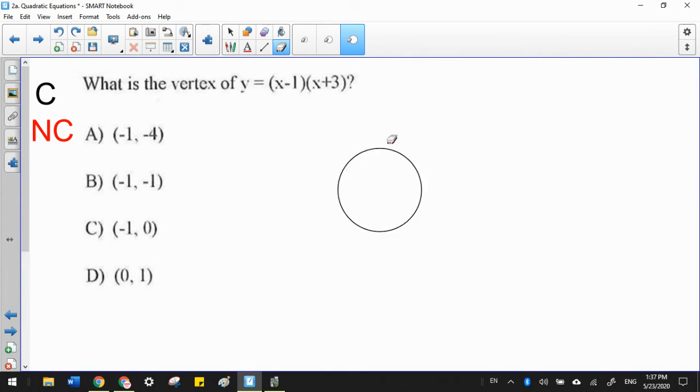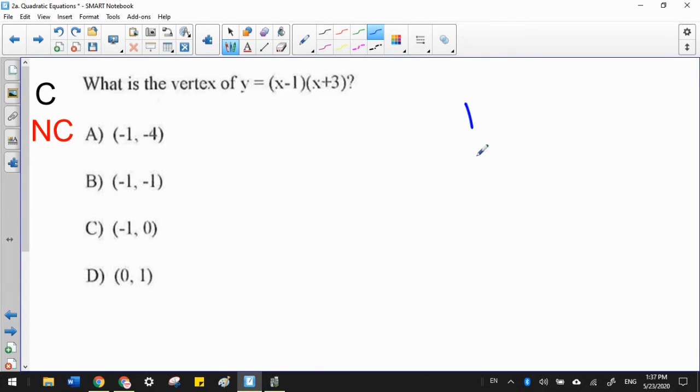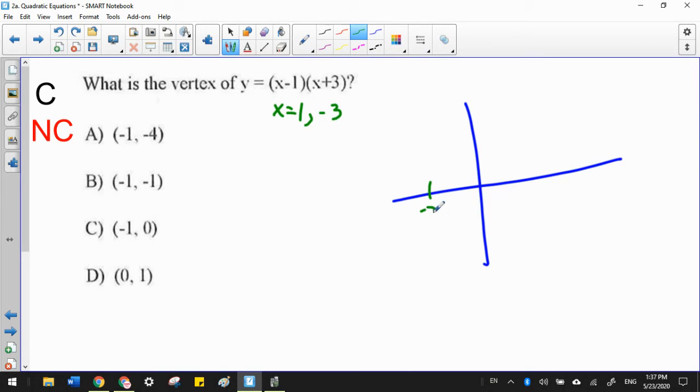But if you remember that with factored forms, they're automatically already giving you 2 coordinates, where you know that the 2 zeros for this situation are x equals 1 and negative 3. Then it should be really quick for you to recognize that the vertex, the x value, is going to be the midpoint of these 2 points, so the x value is going to be negative 1 for my vertex. And now that we know negative 1 is the x value for the vertex, we simply need to plug it into the equation.